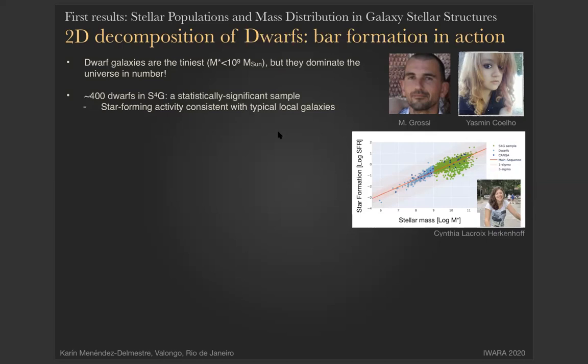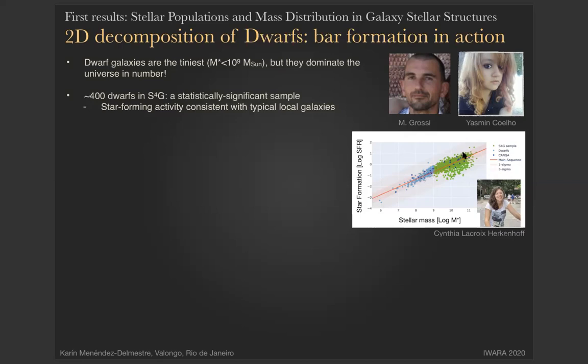We see that they seem to be consistent with just regular star-forming galaxies. So this is a plot showing star formation as a function of stellar mass. And generally, this red line shows us the main sequence of galaxies in the local universe. All of these points are S4G points, with the light blue ones being the dwarf galaxies. And you can actually see that their behavior is pretty much along this red line. So their behavior is very much like typical star-forming galaxies.